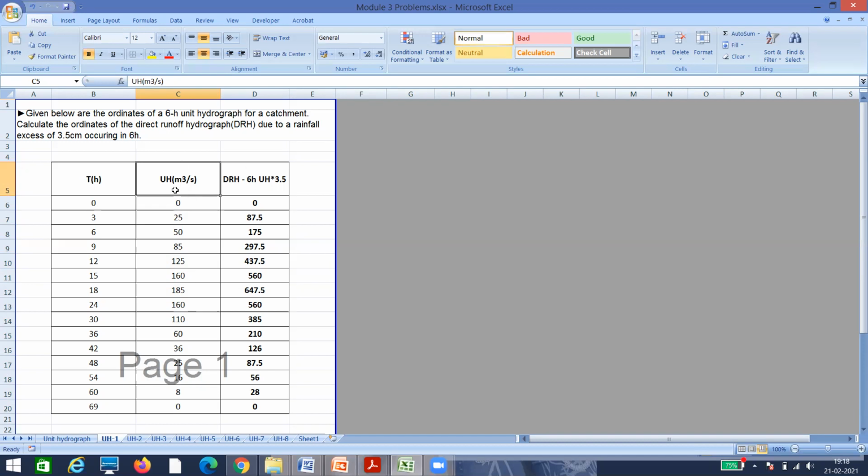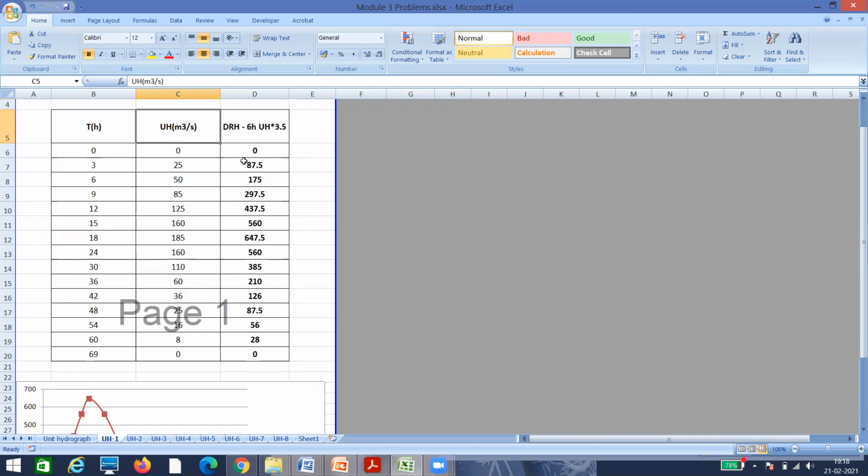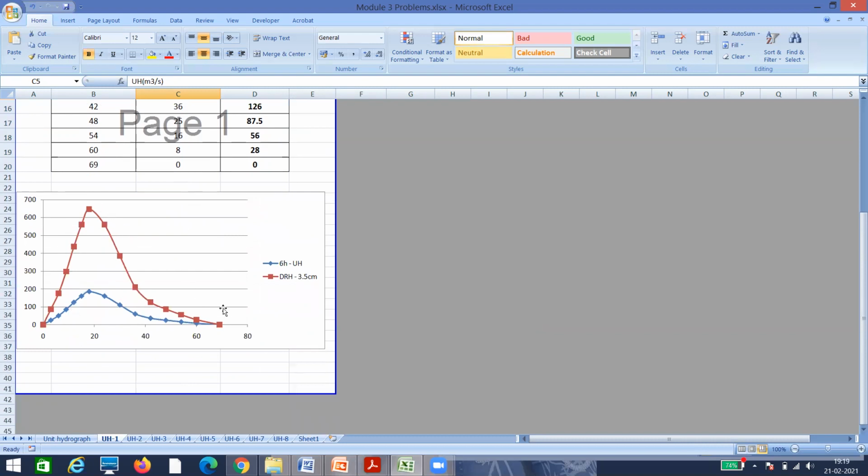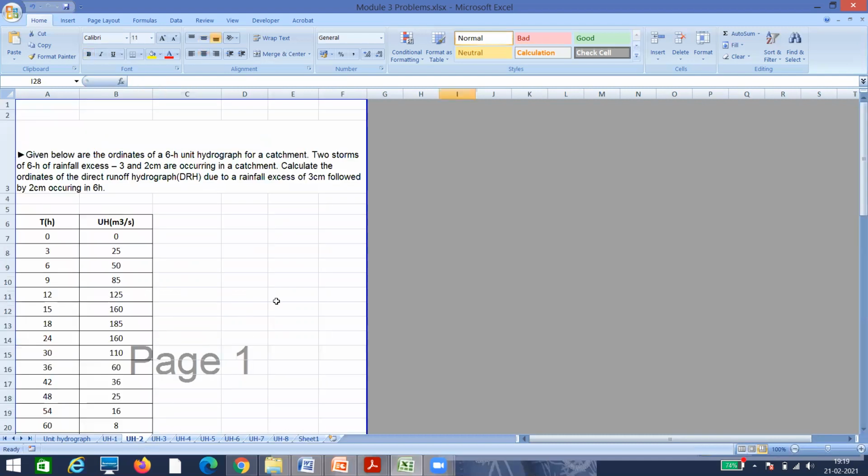So here for the 6 hour unit hydrograph, your rainfall excess of 3.5 also occurred for 6 hours. So you just have to multiply with 3.5. So this will give my result. This is a simple graph showing the 6 hour unit hydrograph in blue and the direct runoff hydrograph in your red. Coming to the next problem.